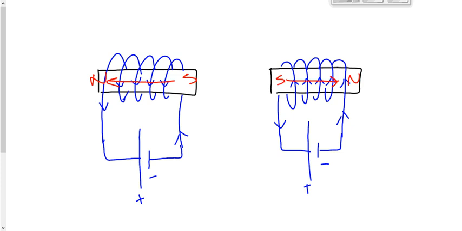Let's try another one. Here's my core again, which we don't really need, but we draw it in there just to make it a little bit easier.